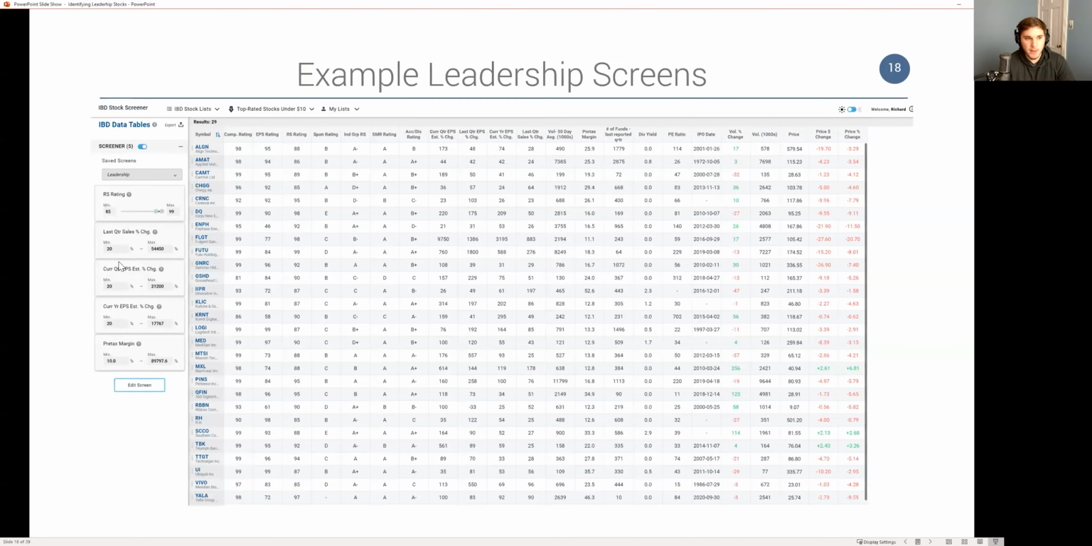And here's another screen that I made: RS rating over 85, last quarter sales growth greater than 20%, last quarter earnings estimate percent change over 20, current year estimates over 20, pre-tax margins over 10. And it comes up with some very good names here. Pinterest, RH, TTGT, UI is very strong, EMPH, some really good names here. So this is great, definitely an option if you don't have MarketSmith.